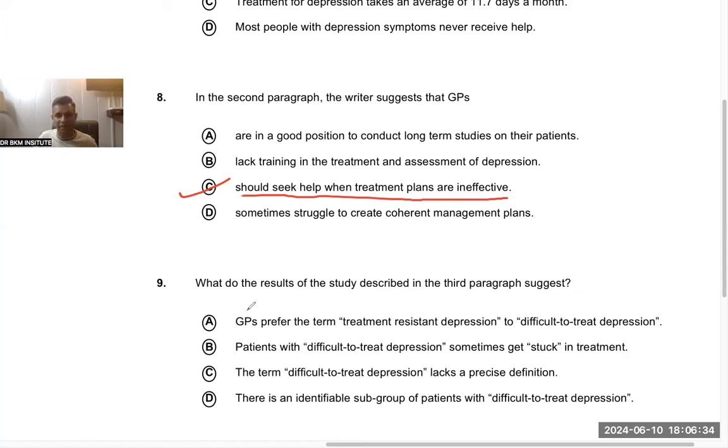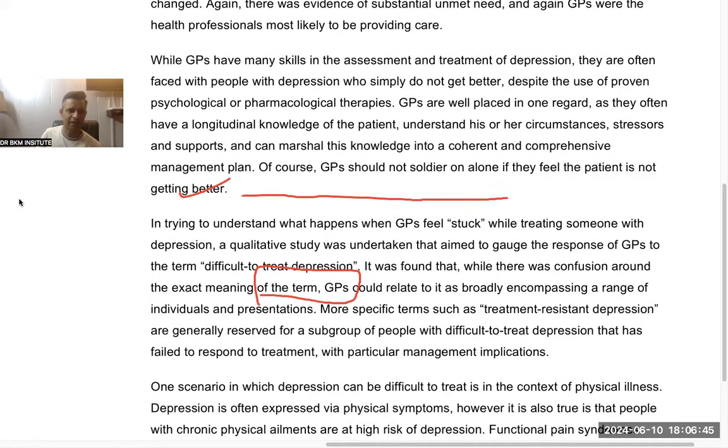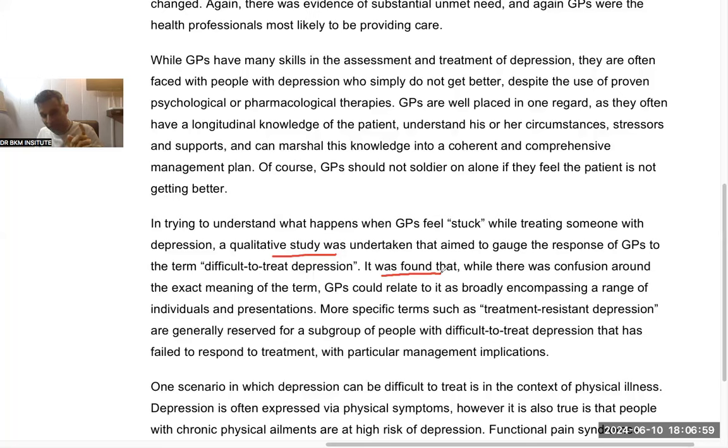Now, this was a very smart question again: results of the study. Don't focus on anything else, just focus on the results of the study. If you read this paragraph, guys, again, simple. A qualitative study was taken. It was found, and it was found means in that study it was found. That means this is the result of the study.